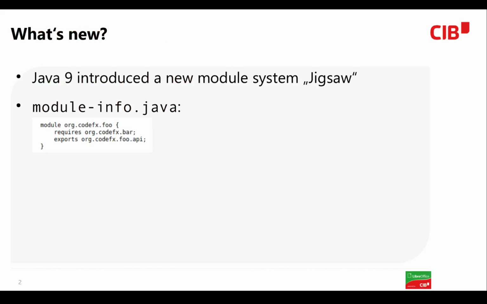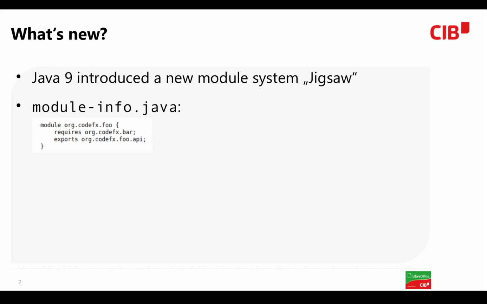Relatively new. Java 9 introduced a new module system named Jigsaw, and it solved a number of problems with dependencies that existed in larger Java applications. I won't get into detail here, but if you're interested, you'll find a lot of online resources about this topic.